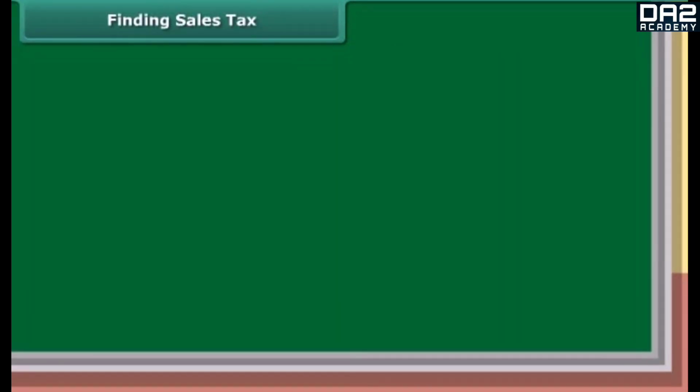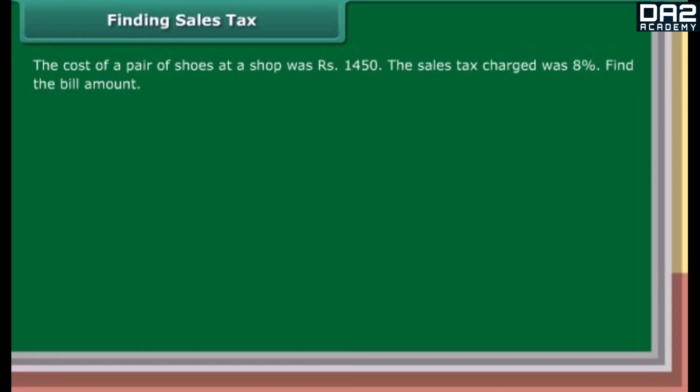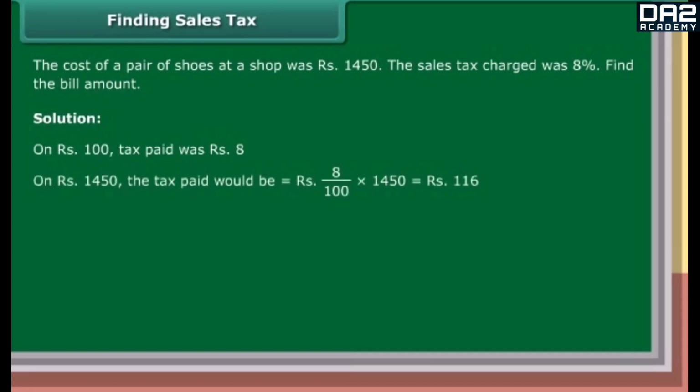Finding sales tax. The cost of a pair of shoes at a shop was rupees 1450. The sales tax charged was 8%. Find the bill amount. Solution. On rupees 100, tax paid was rupees 8. On rupees 1450, the tax paid would be 8 upon 100 into 1450, which is equal to rupees 116.